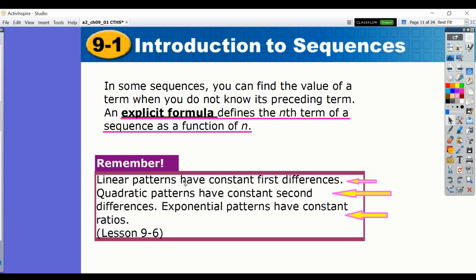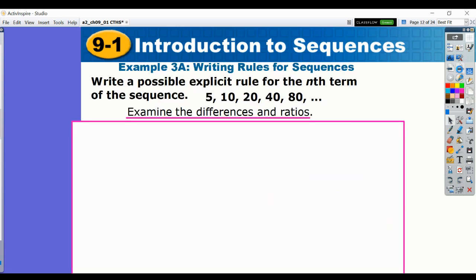Just a reminder from previous lessons this year, linear patterns have a constant difference. So if it's going up by the same amount over and over again, then you're going to get a line because it's basically creating your slope. Quadratic patterns have a constant second difference. So if you did the difference and then you did the difference again and they were all the same, you'd have a quadratic. And exponentials have a constant ratio. So if you're multiplying by 2, by 2, by 2, by 2, that is exponential, 2 to the power of something.